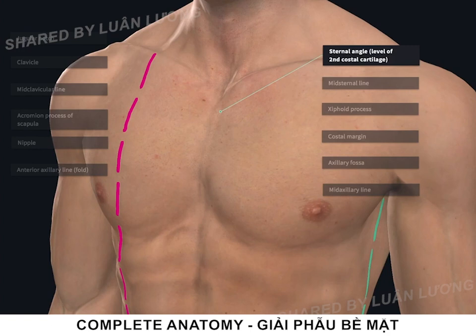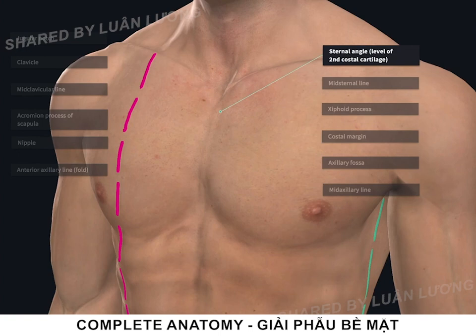Now, this is another landmark that can be very useful and easily felt to start to count where the ribs are and where the intercostal spaces are. So the sternal angle is far more consistent than the nipple, which can change orientation with the amount of fat in the region.